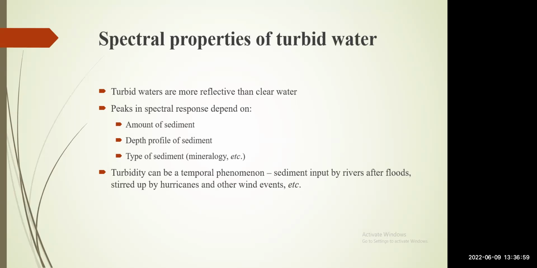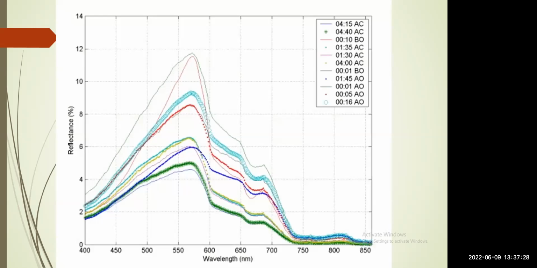Spectral properties of turbid water: turbid water is more reflective than clean water. Peaks in the spectral response depend on the amount of sediment, the depth profile of sediment, and the types of sediment mineralogy. Turbidity can be a temporal phenomenon, with sediment input by rivers after floods, storms, and hurricanes as well. This is one example, showing the different spectral responses of every area in the specific location. Here this is the wavelength and this is the reflectance in percentage, so we can see how high reflectance can be identified with the different water particles in the area.